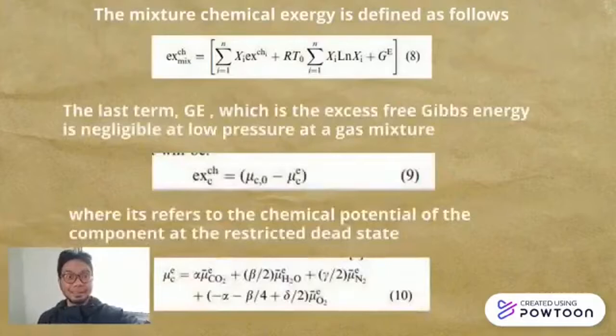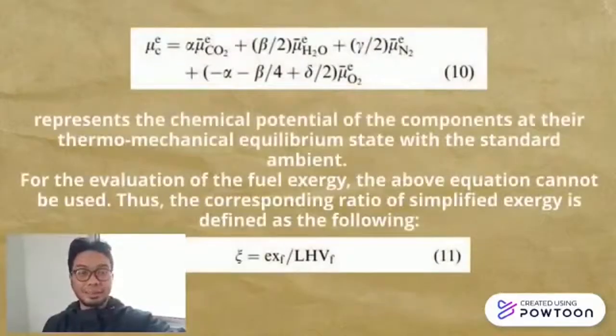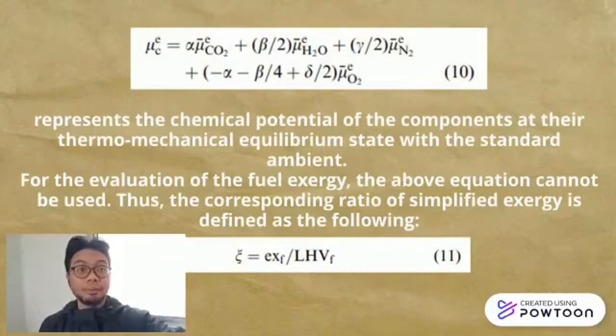The mixture chemical exergy is defined as follows. The last term, GE, which is the excess free Gibbs energy, is available at low pressure for the gas mixture. They represent the chemical potential of the components at their thermomechanical equilibrium state with the standard ambient for evaluation of the fuel exergy.